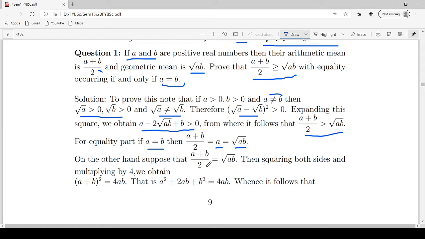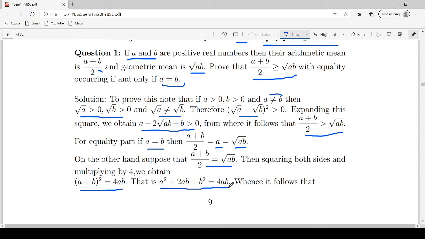So you have assumed (a plus b) by 2 is equal to the square root of ab. That means you have a plus b is equal to 2 times the square root of ab. Now if you square both the sides, you are going to get (a plus b) the whole square is equal to 4 times a into b. Now if you expand this left hand side, you will have a square plus 2ab plus b square is equal to 4ab.